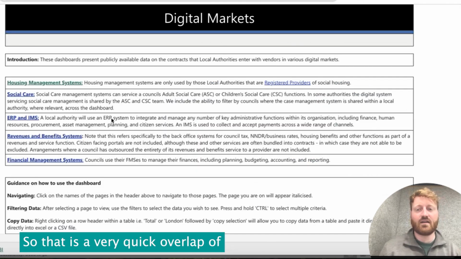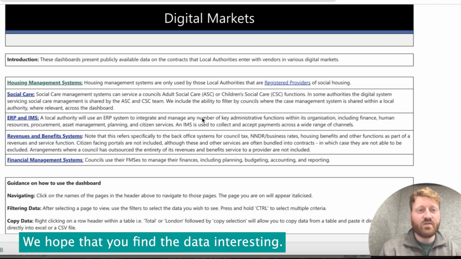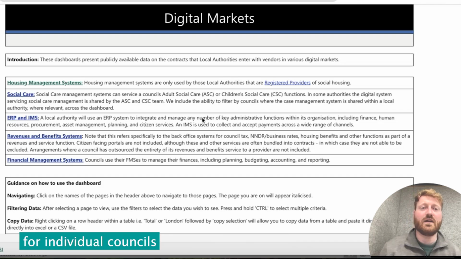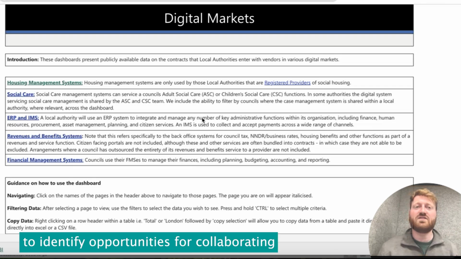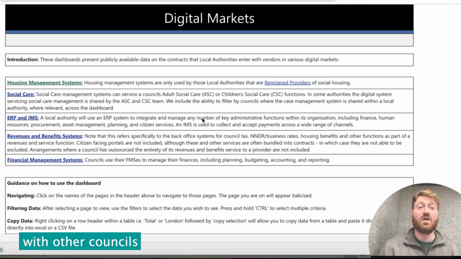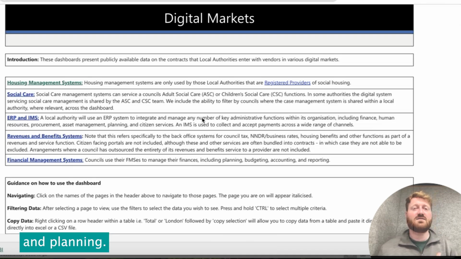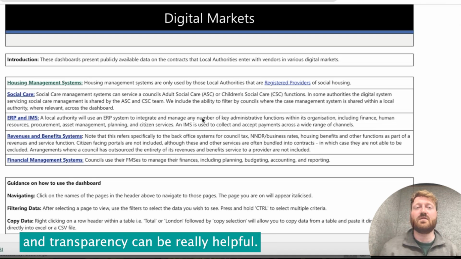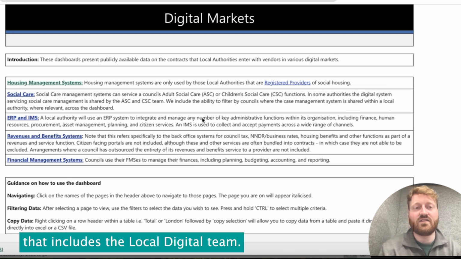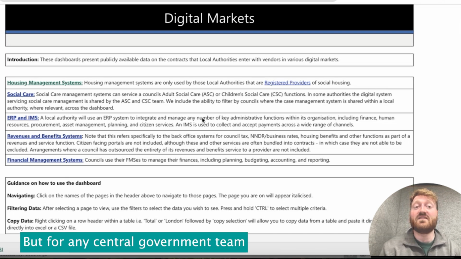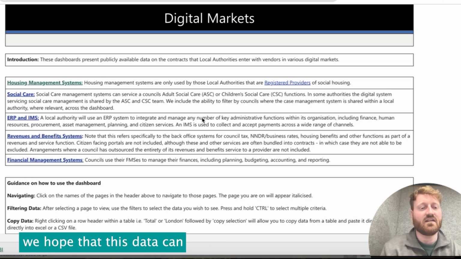So that is a very quick overview of everything that you'll find in this tool. We hope that you find the data interesting. We think that it's useful for individual councils to make more informed procurement and purchasing decisions, to identify opportunities for collaborating with other councils or collaborating better with their suppliers, to support future contract renegotiations and planning. We think all this data and transparency can be really helpful, but we also think it can be very helpful to central government departments. Of course, that includes the local digital team, but for any central government team or purchasing organisation that has some kind of remit for local government software, we hope that this data can provide some valuable insights.